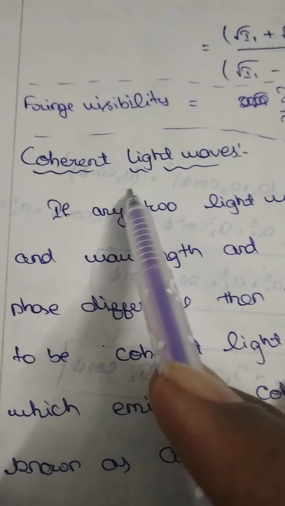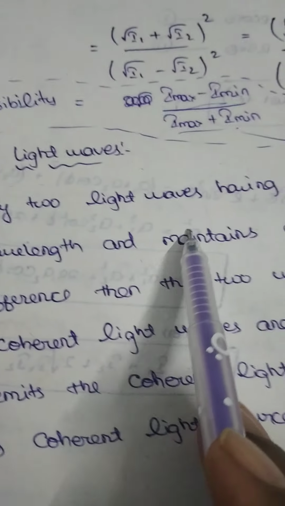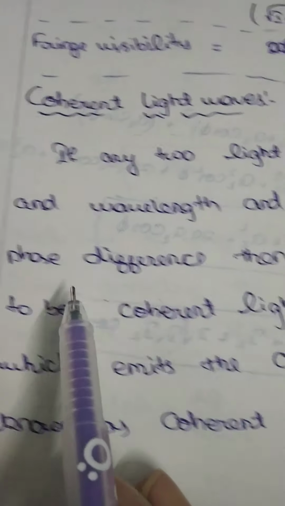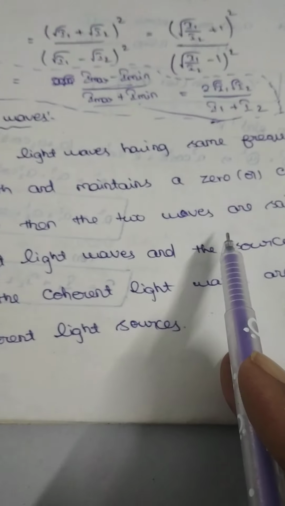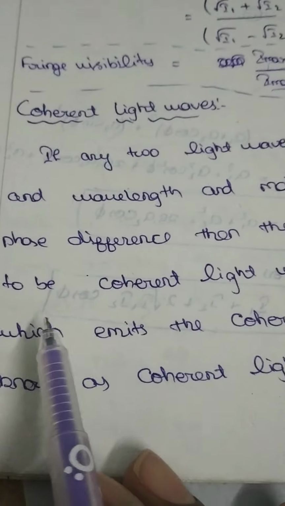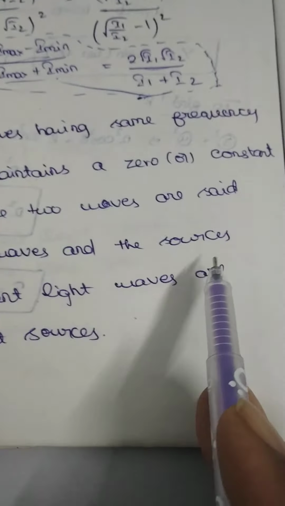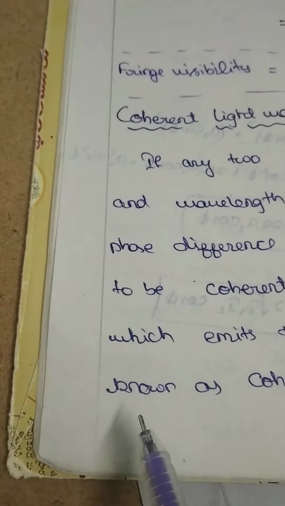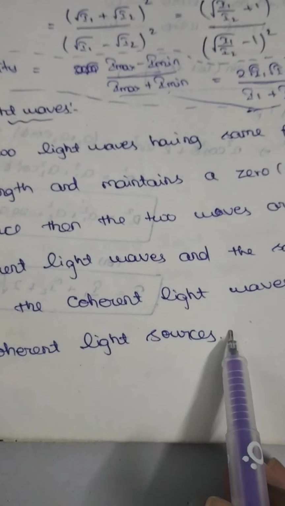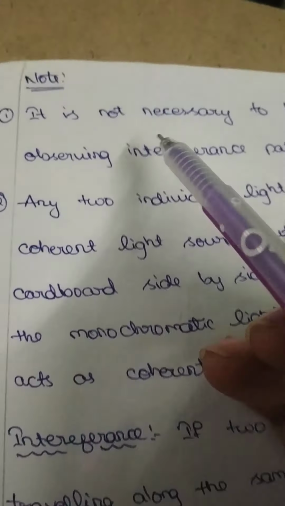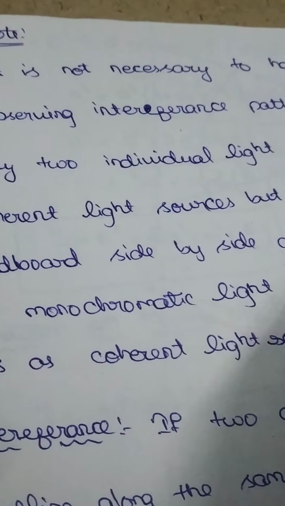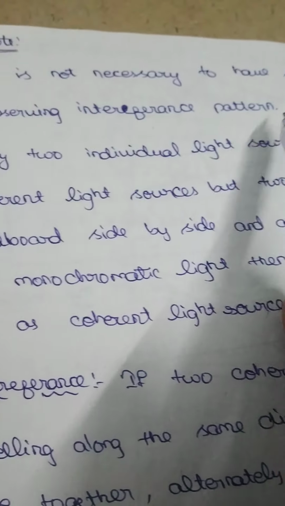See here, coherent light waves. If any two light waves having same frequency and wavelength maintain a 0 or constant phase difference, then the two waves are said to be coherent light waves, and the sources which emit the coherent light waves are known as coherent light sources. Again, here there is one note point. It is not necessary to have the same amplitude for both waves for observing the interference phenomenon.